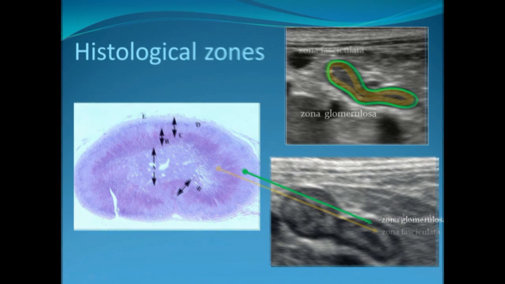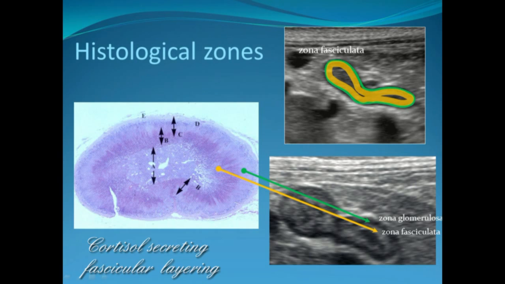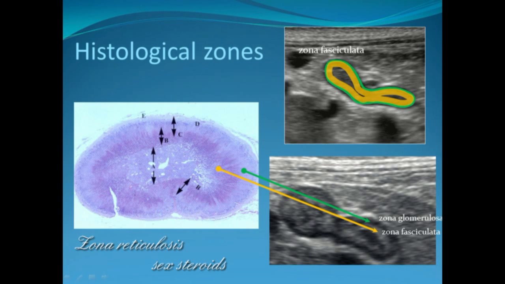The next layer that we see is more hyperechoic, and it's actually separated into two different layers of cells on histology. But maybe we can see them or show evidence of them on ultrasound. This layer is called the zona fasciculata, and the zona fasciculata, again, is very important. It is divided into the zona reticularis, and that layer produces sex hormones. The zona fasciculata produces glucocorticoids.